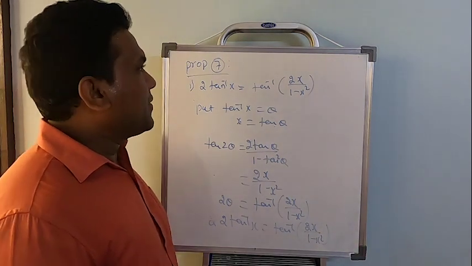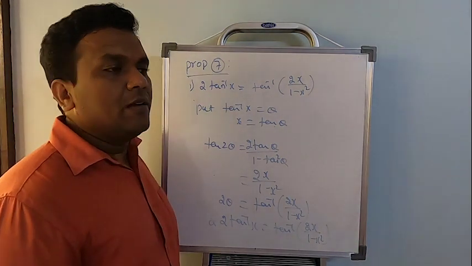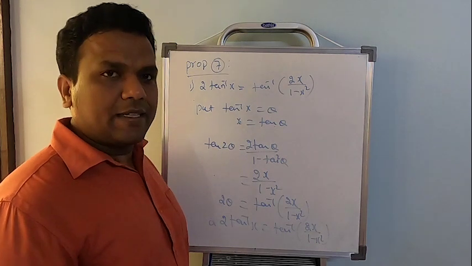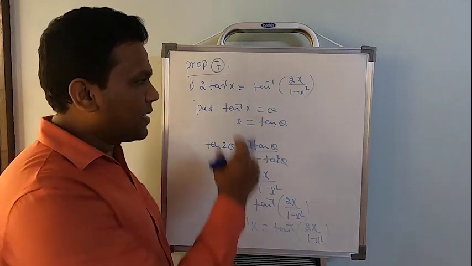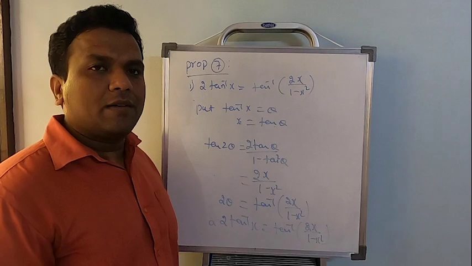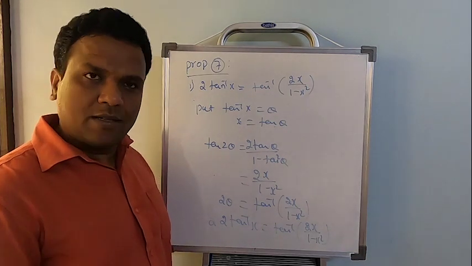So that completes the derivation for property number 7. We need this property in the next set of problems. So that's why I have given you how to solve it. Okay, so please make a note of this and keep it with you.